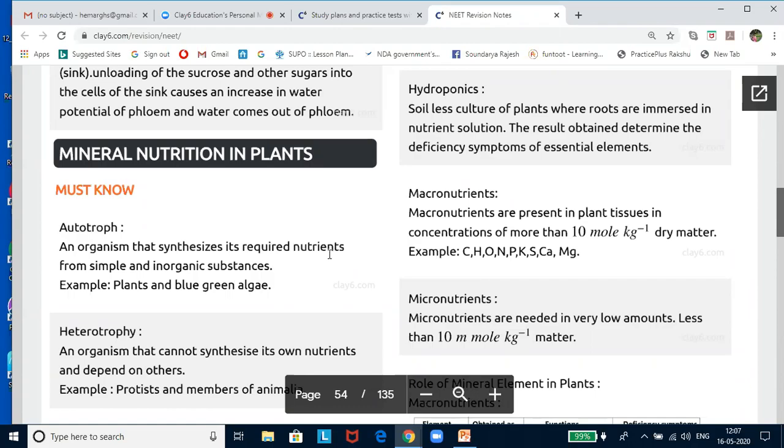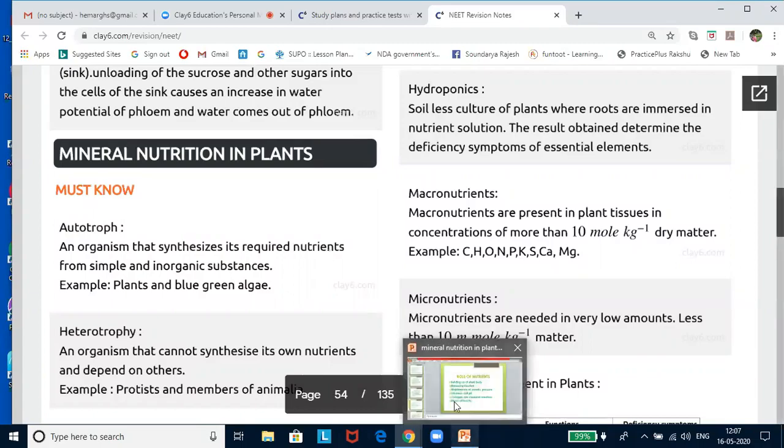Plants absorb a wide variety of mineral elements. Not all the mineral elements that they absorb are required by the plants. Out of the more than 105 elements discovered so far, less than 21 are essential and beneficial for normal growth and development of the plant.